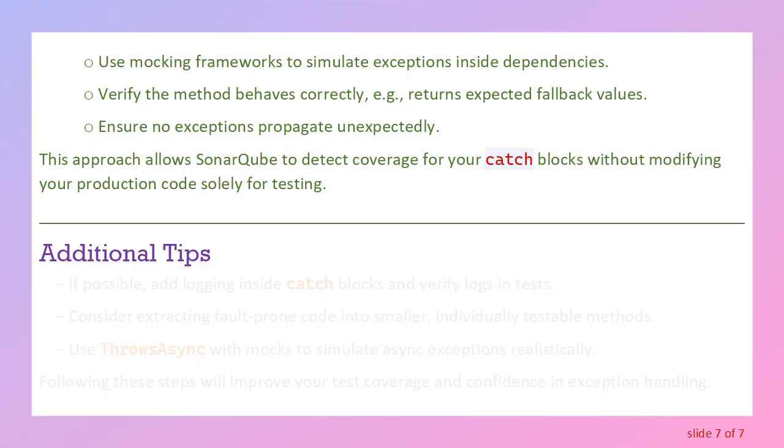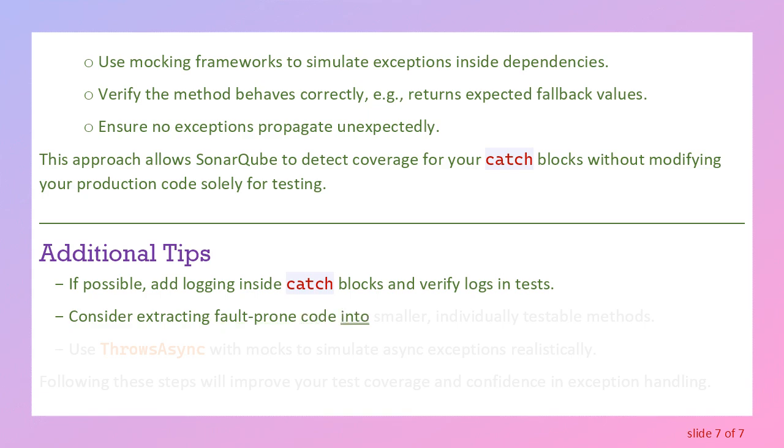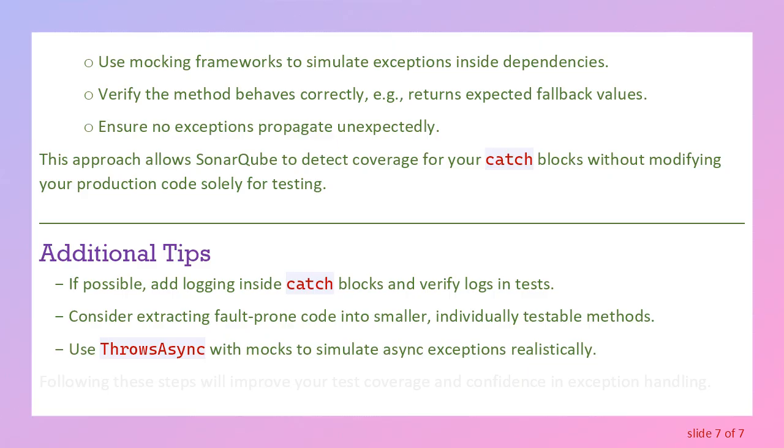Additional tips. If possible, add logging inside catch blocks and verify logs in tests. Consider extracting fault-prone code into smaller, individually testable methods. Use ThrowsAsync with mocks to simulate async exceptions realistically. Following these steps will improve your test coverage and confidence in exception handling.